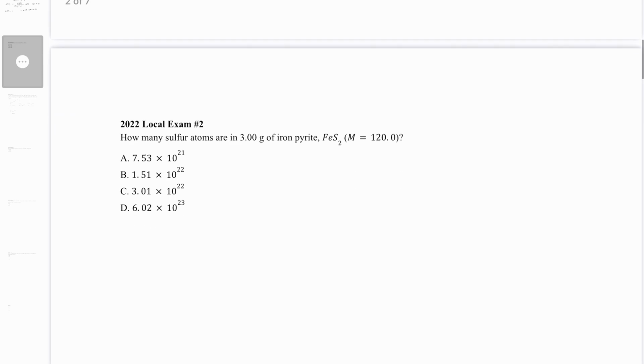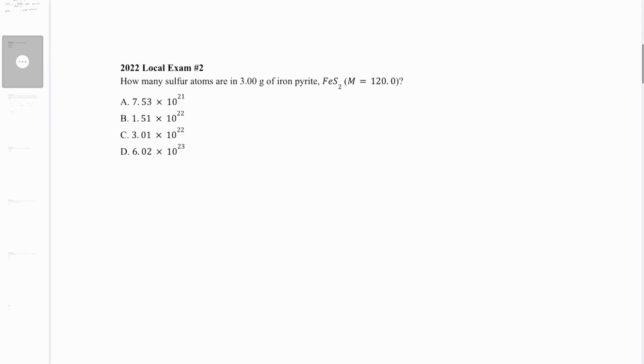How many sulfur atoms are in 3 grams of iron pyrite? And we're told we have the molar mass here. If we know how many atoms of iron pyrite we have, then we can immediately find out how many sulfur atoms we have. That's because sulfur and iron pyrite are in a 2-to-1 ratio. So if we find how many atoms of iron pyrite we have, we can find out the sulfur atoms.